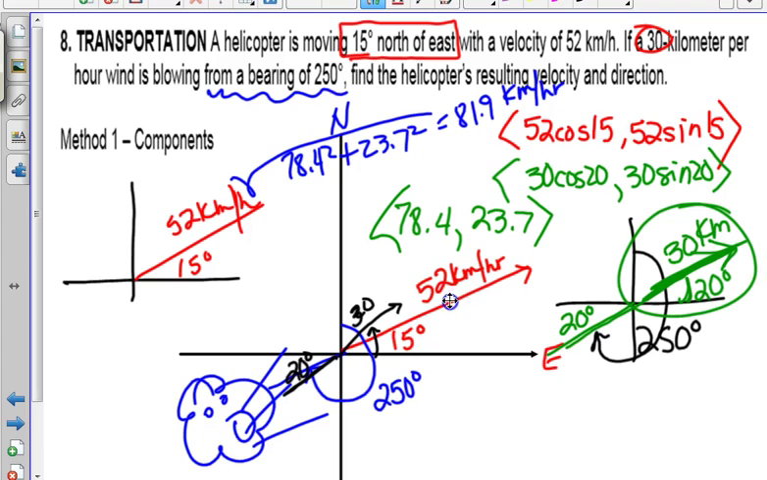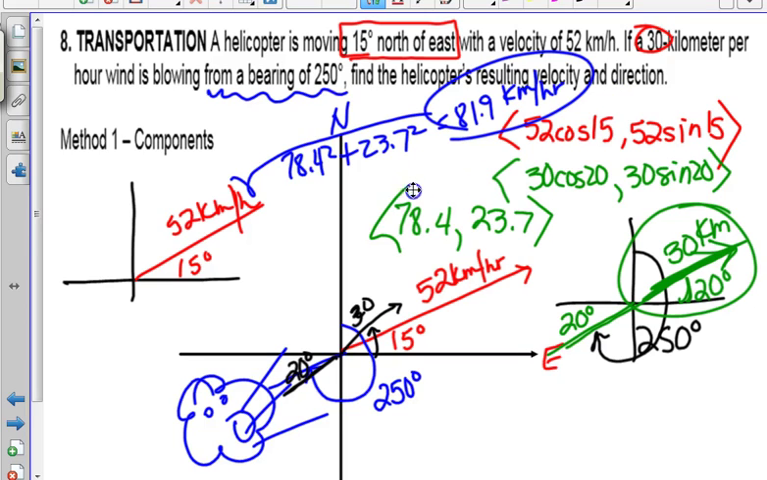How can a helicopter that thought it was flying 52 actually be flying 81.9? Because that wind is almost directly behind it, right? If it was exactly directly behind it, it would have been going 82, because the 30 and the 52 would both be acting exactly together. It's not quite exactly together, okay? Because there's a little bit of an angle, it's not pushing exactly behind it. We need to figure out the direction it's actually flying.